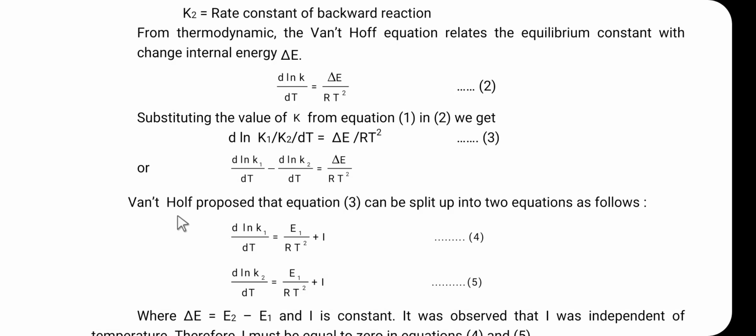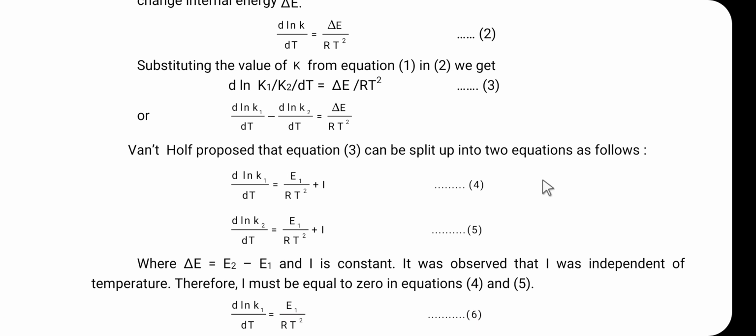So, here van't Hoff proposed that equation 3 can be split up into two equations, and the two equations are d ln K1 by dT is equal to E1 upon RT square plus I.